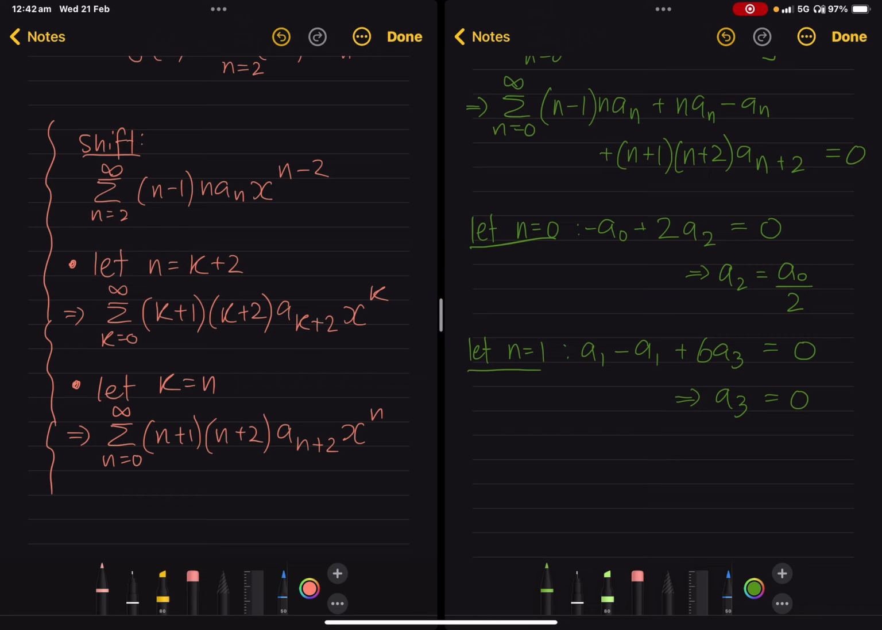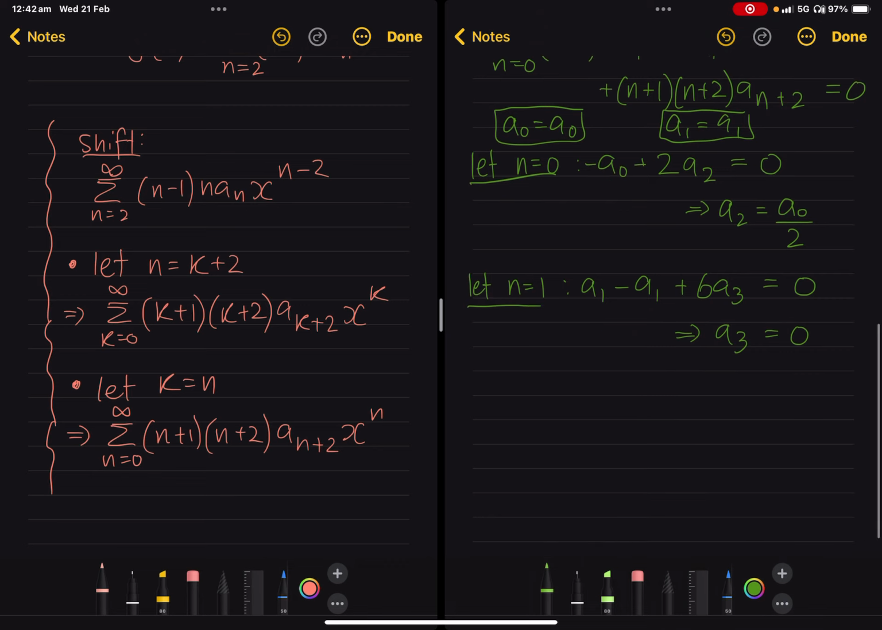We also should say that we let a0 be a0, and we let a1 be a1. So these were definitions we started with. Then we've got a2 in terms of a0, we've got a3 in terms of a1, it's 0 in fact. Now we're going to let n equal 2.